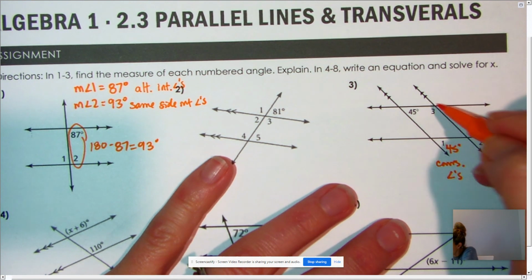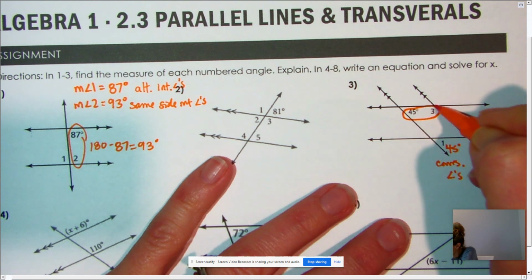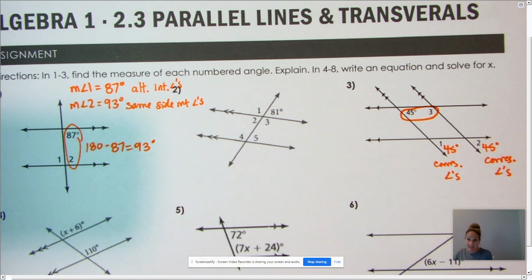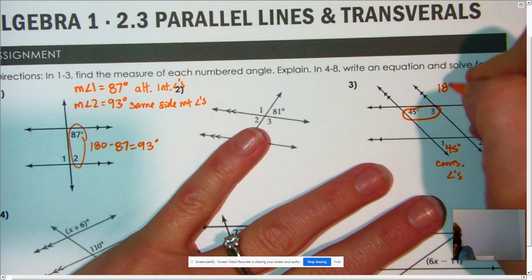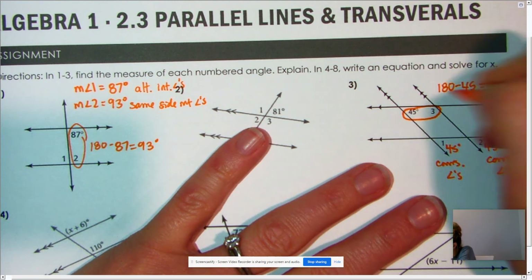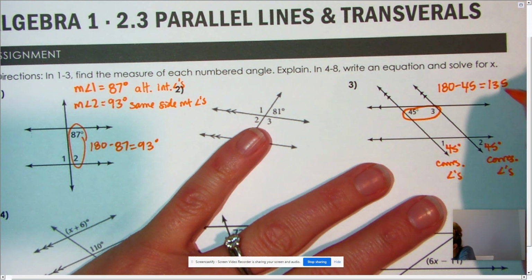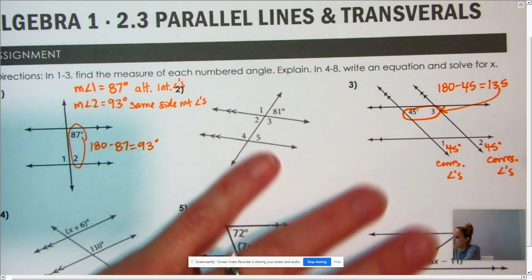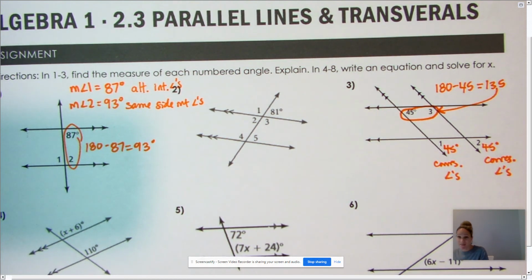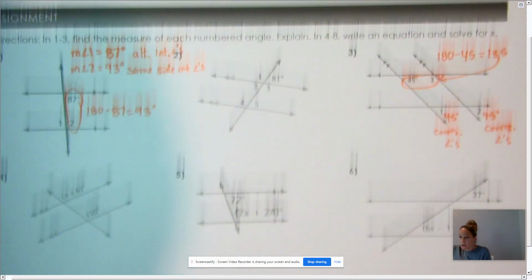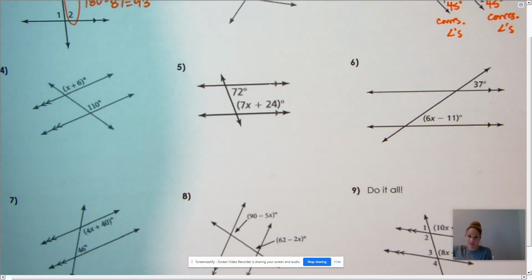And then for angle number 3, those are same side interior, so I know it has to add to make 180. So I'm going to go 180, take away 45 is equal to 135, and that's the value for number 3. And those are same side interior. Okay, we're going to skip number 4. Question number 5, we're going to solve that.